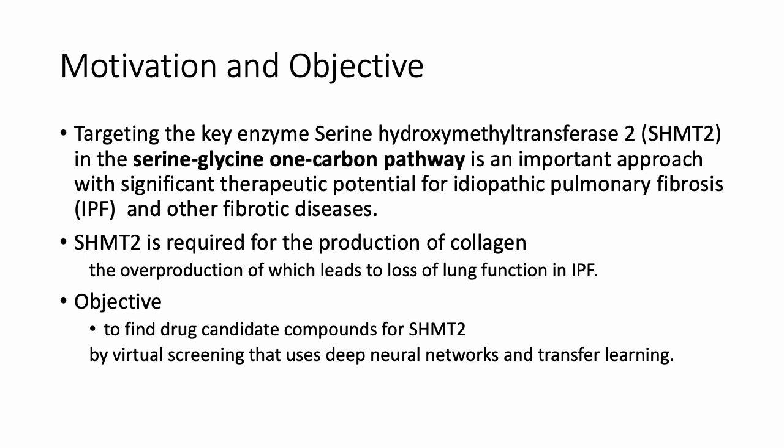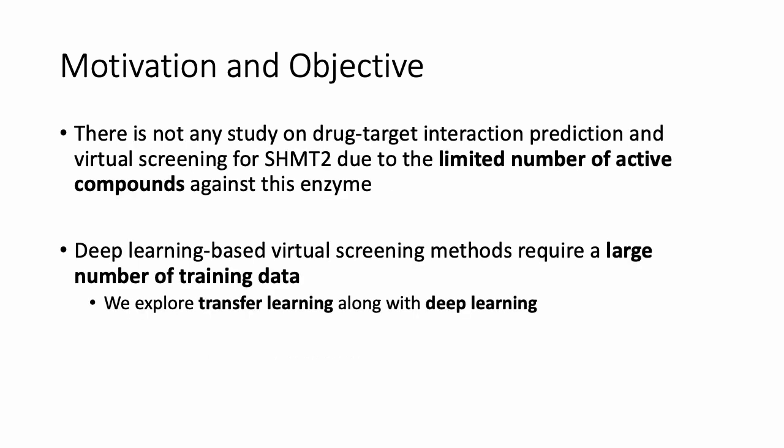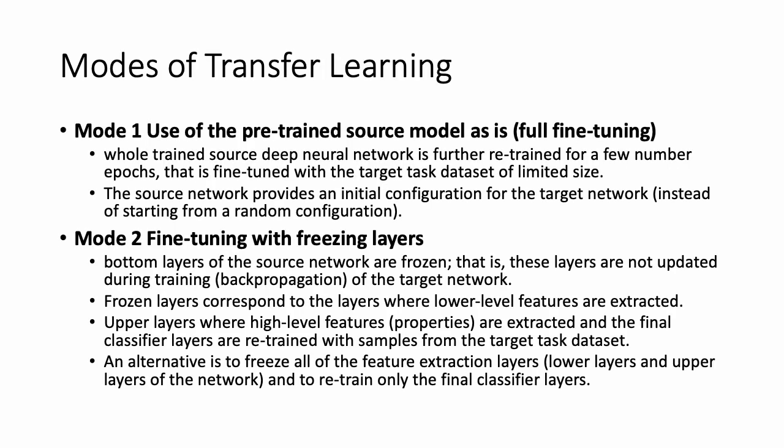SHMT2 is required for the production of collagen, and its overproduction leads to loss of lung function in IPF. Our objective in this study is to find drug candidate compounds for SHMT2 by virtual screening that uses deep neural networks and transfer learning. There is not any study on drug-target interaction prediction and virtual screening for SHMT2 due to the limited number of active compounds against this enzyme. Deep learning-based virtual screening methods are very successful for virtual screening. However, they require a large number of training data. To overcome this problem, we explored transfer learning along with deep learning.